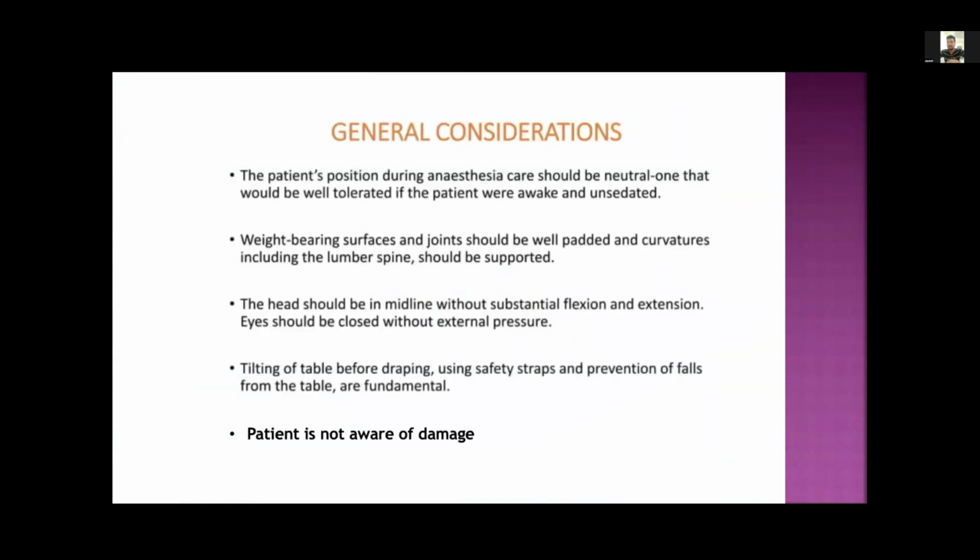General considerations: patient positioning during anesthesia care should be neutral, one that would be well tolerated if the patient were awake and unsedated. Weight-bearing surfaces and joints should be well padded, and curvature, including the lumbar spine, should be supported. The head should be in midline without substantial flexion or extension. Eyes should be closed without external pressure. Tilting of the table should be done before draping. Using safety straps and preventing falls from the table are fundamental. Remember, the patient is not aware of the damage.